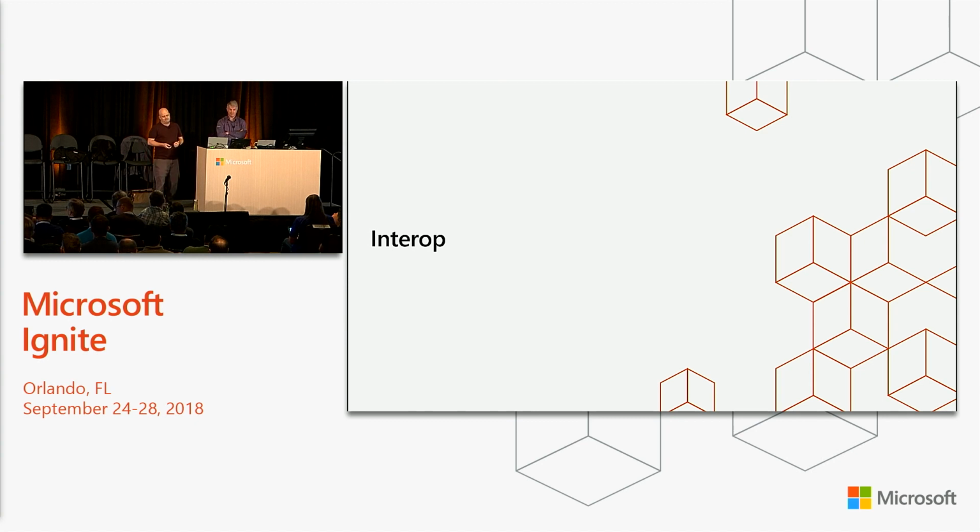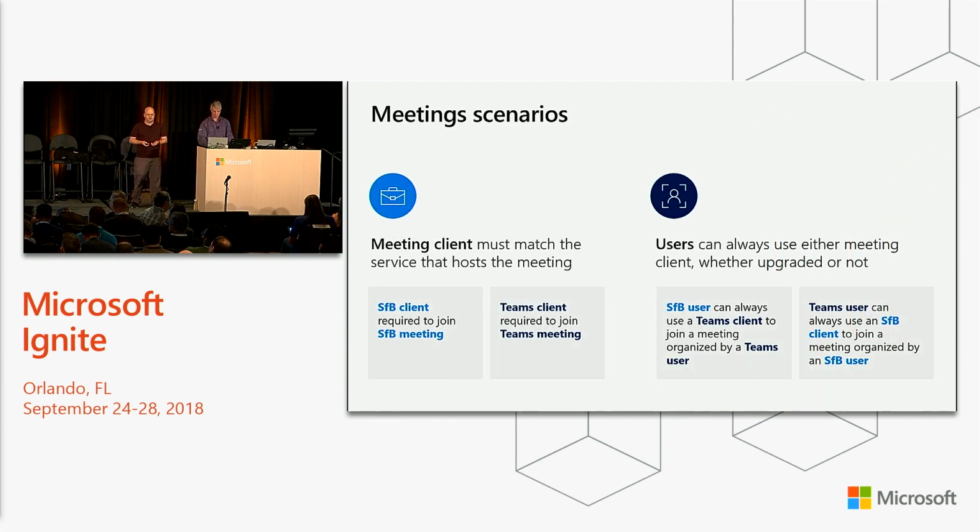Okay. Let's talk a little bit about interop. Let's start on the meeting side. I sort of explained this before, but let's actually explain it for real. To join a Skype meeting, you need a client that knows how to talk to the Skype service. To join a Teams meeting, you need a client that knows how to talk to the Teams service. So they're actually different clients. There isn't one client that talks to both.